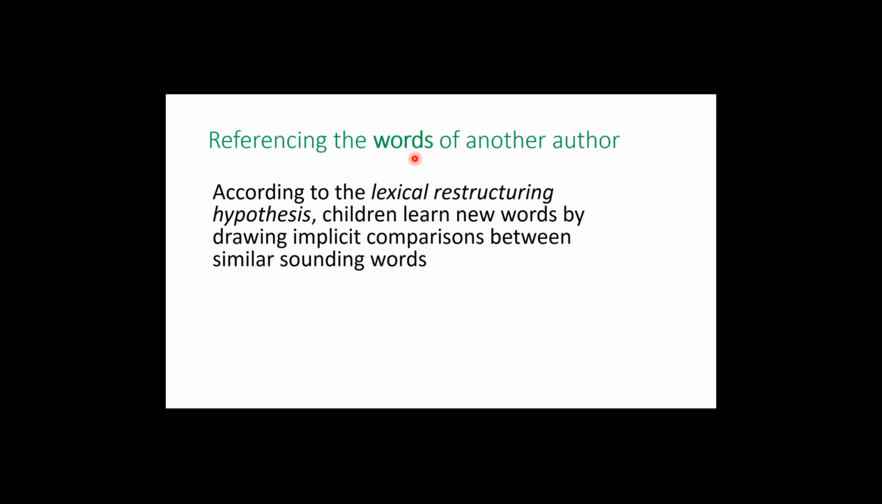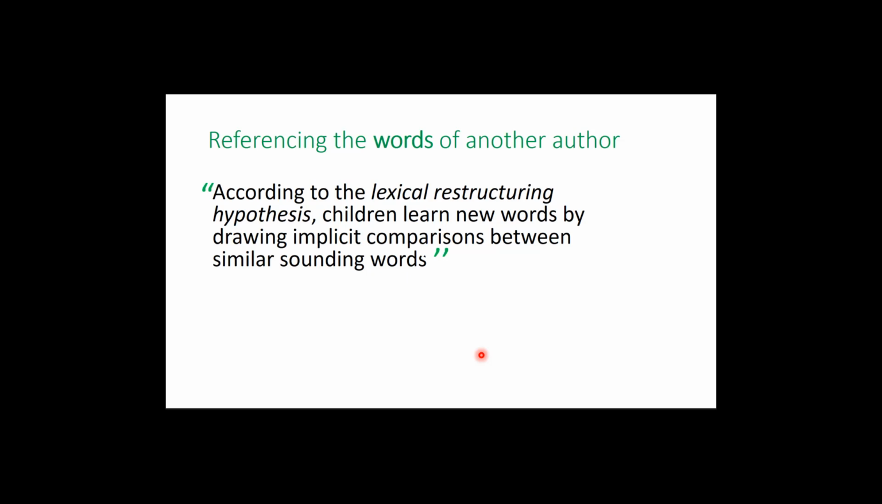So we're going to first start with how we reference the exact same words of an author, also called a direct quotation. So here we have a quote from Wilsonach's work. According to the lexical restructuring hypothesis, children learn new words by drawing implicit comparisons between similar sounding words. But as it stands, if I put this in my assignment, I am plagiarizing. I need to reference that these are the words of another author.